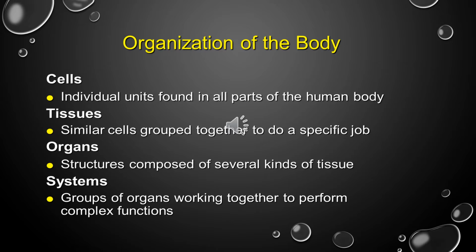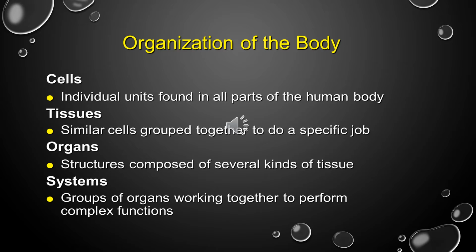And so what are some examples of types of cells found in the body? There are epithelial cells, nerve cells, bone cells, muscle cells. There are many cells that are found in the body. And then tissues. Tissues are similar cells, but they're grouped together.